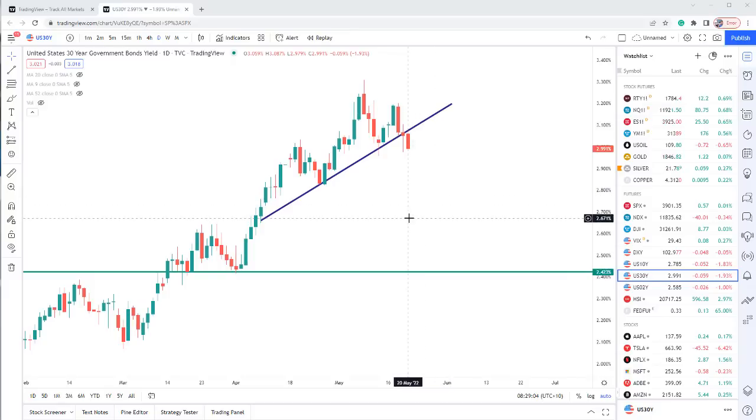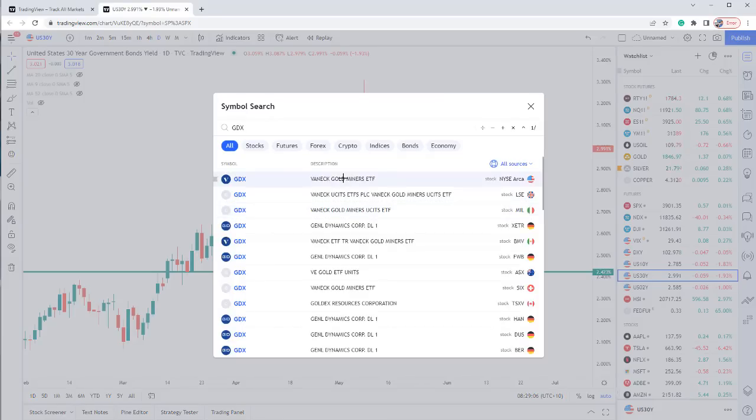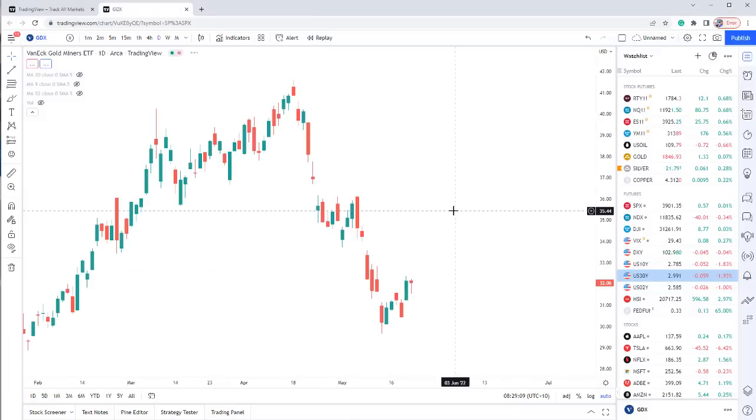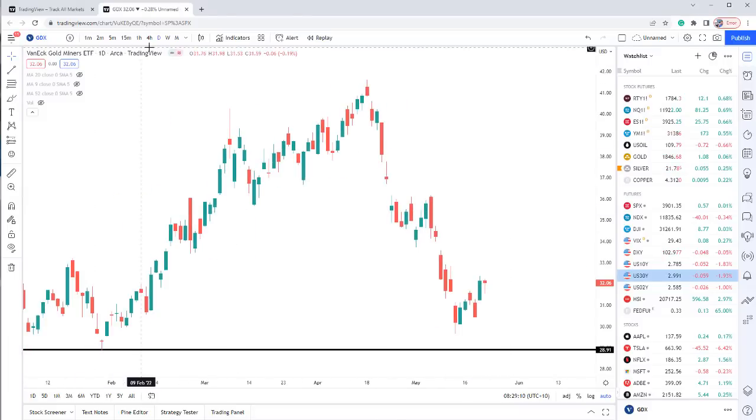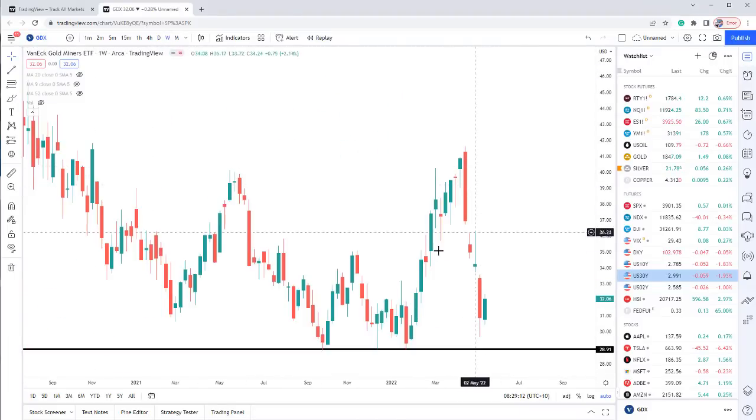Let's go have a look at some of the actual gold mining stocks. So GDX, the big thing. Let's take a look at the weekly chart on the GDX. This is just a big massive false breakout. As this breakout was happening, I'm just like, I want to see this. I want to see a significant higher low.